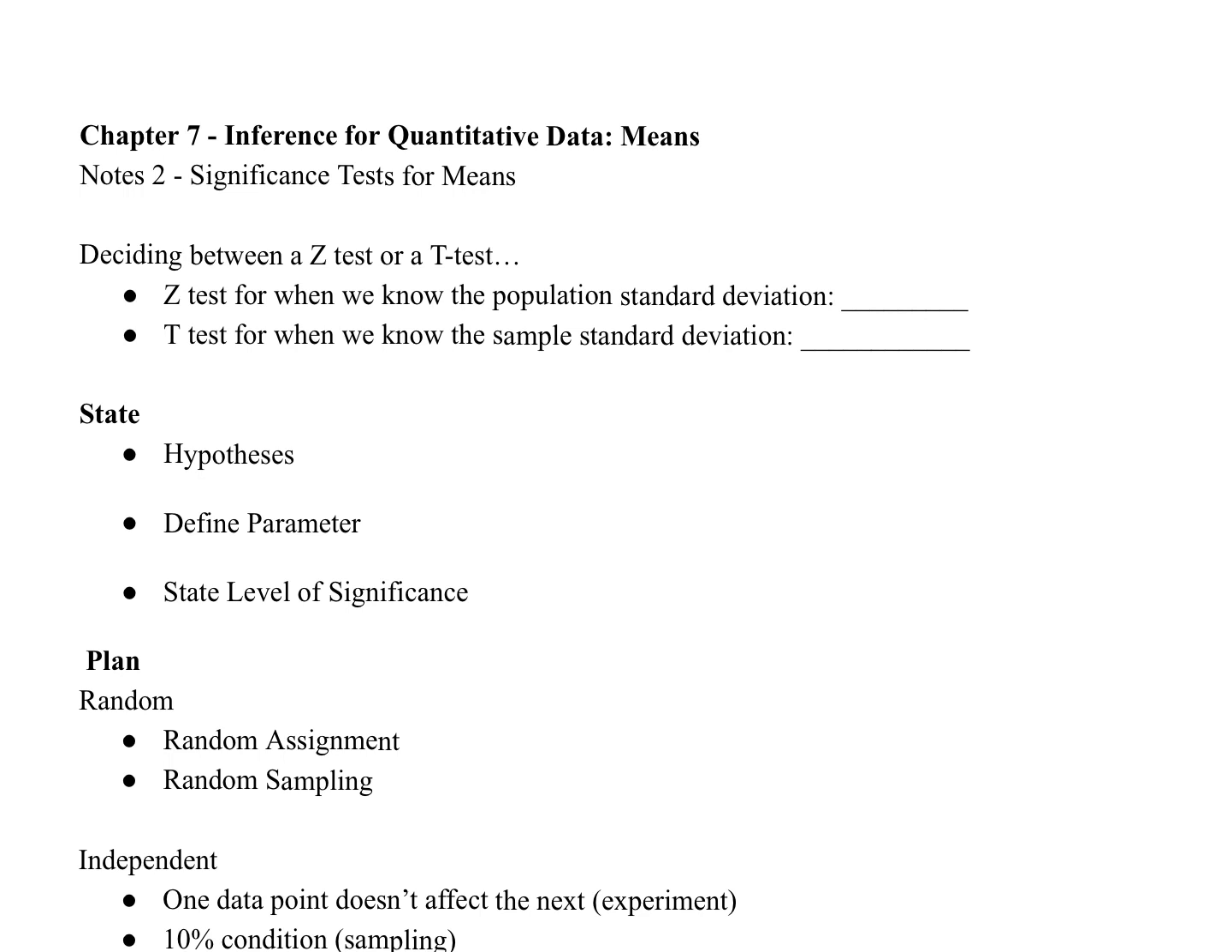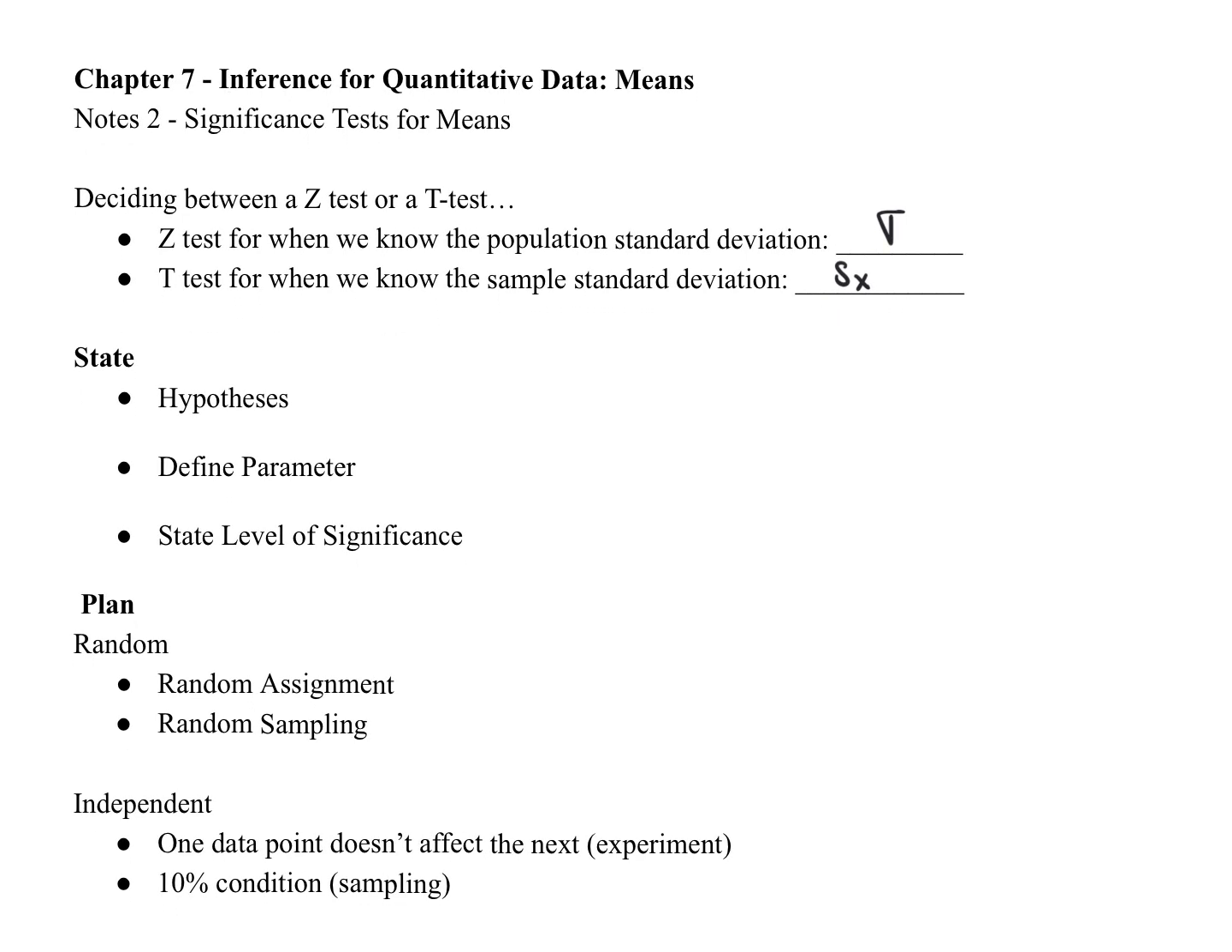Use a z test when you know the population standard deviation, which we use sigma for, and you do a t test when you know the sample standard deviation, which is S sub x. So the first thing that you want to do is write your hypotheses, figure out your critical value based on your level of significance. So for our hypotheses, our null hypothesis will always be that mu equals mu naught.